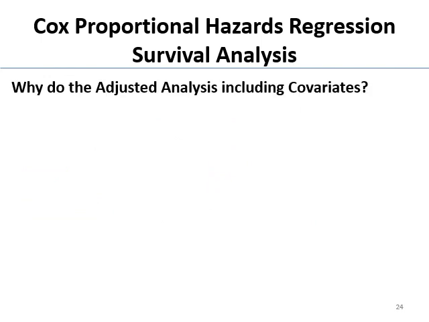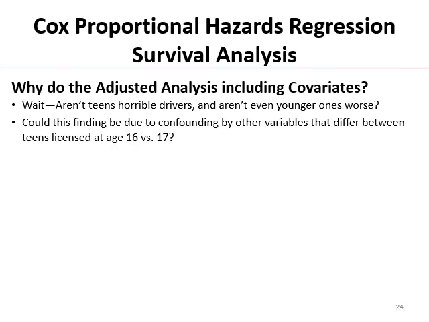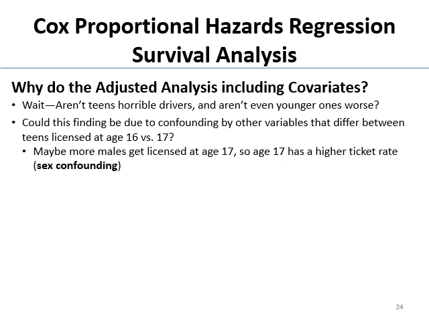So why do the adjusted analysis including covariates? I guess the first thought is usually when I show that 16-year-olds have better crash rates or ticket rates, people don't believe it, and so they make you adjust for things. Could this be due to confounding by other variables that differ between teens who are licensed at age 16 and 17? What are some of those?